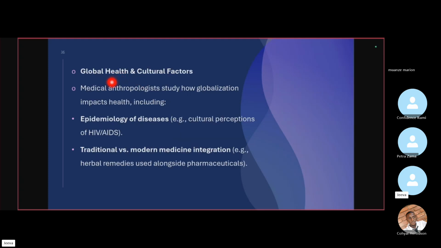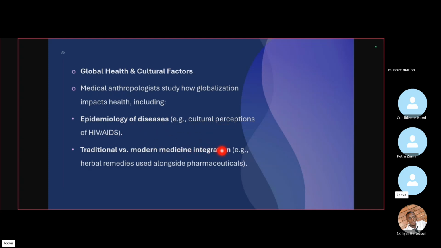Then the second one is global health and cultural factors. For example, a medical anthropologist studies how globalization impacts health, including the epidemiology of a disease, like the different cultural perceptions of HIV and AIDS. There are a lot of cultural perceptions regarding HIV and AIDS. Like people think that people should not communicate with or sit with a person who has HIV or AIDS. So there are different cultural perceptions.